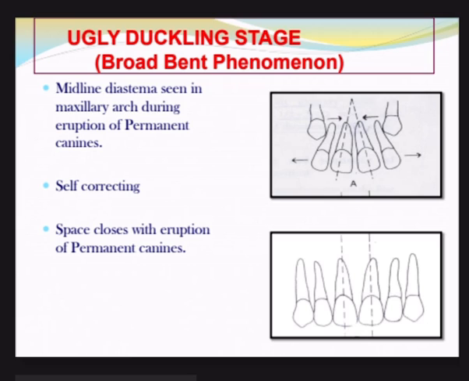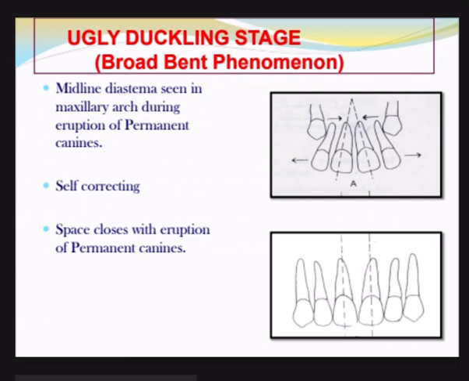You should reassure them that when the canine is erupting, this space will become closed, and there is no need to do anything. It is a self-correcting phenomenon. It's a transient malocclusion. That's what you have to tell them.